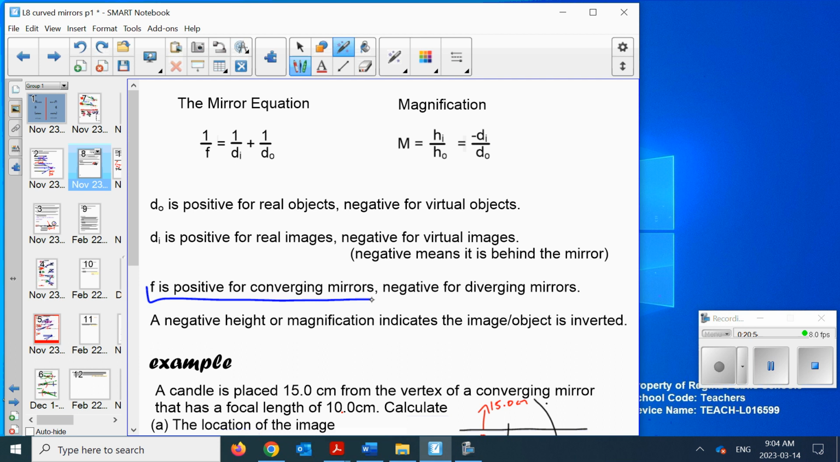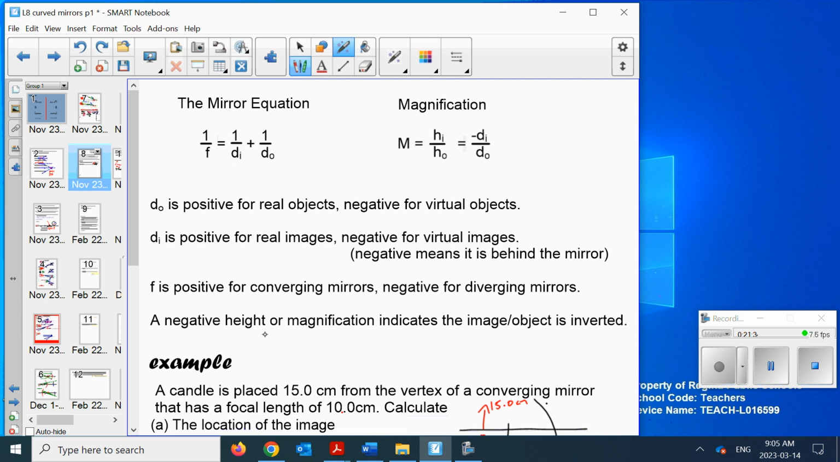Focal length, the distance to the focal point, is positive. It's a converging mirror because it's in front of the mirror. Negative for a diverging mirror because it's behind the mirror. We always use dotted lines to locate. And negative height, we're familiar with this from the pinhole camera, means the object or the image is inverted. A negative magnification, if I just said -2, doesn't mean it's smaller. It's actually 2. It's twice as big, but it's upside down. It's inverted. So negatives just mean, for heights or magnification, that it's inverted. Okay?